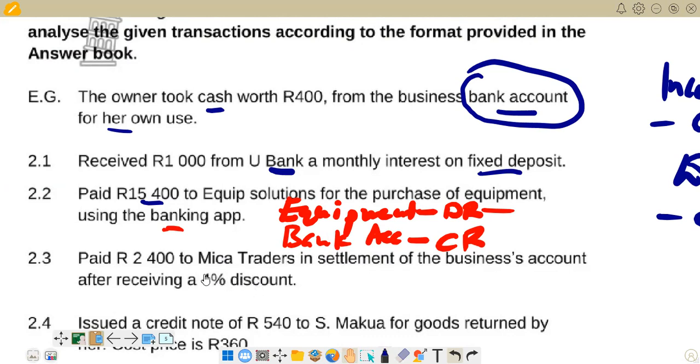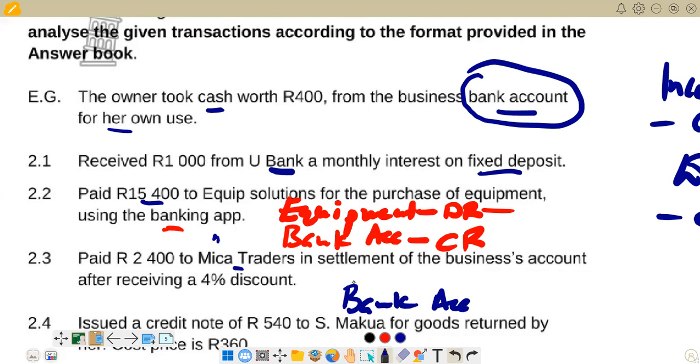We have got this account being paid, settlement of business account. So we have a bank account there, which is used to pay Mika Traders. We've got a bank account, obviously. And then the other account that we are supposed to open is for Mika Traders. We are paying Mika Traders, and it means if we are paying Mika Traders, Mika Traders is our creditor.